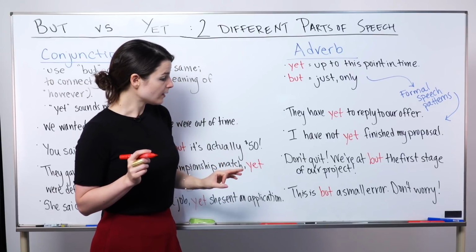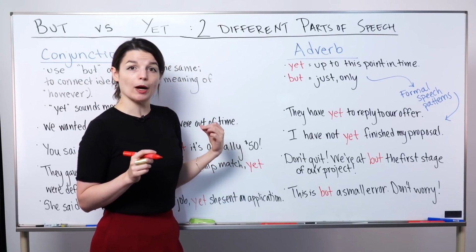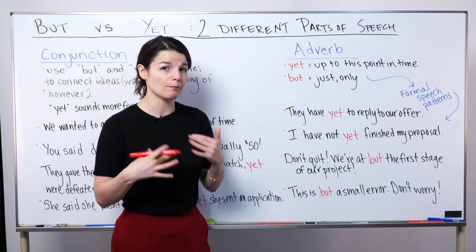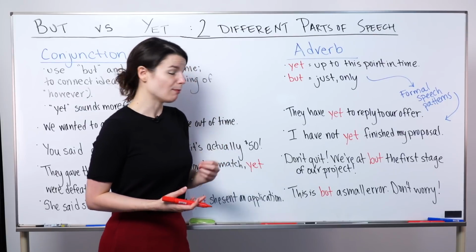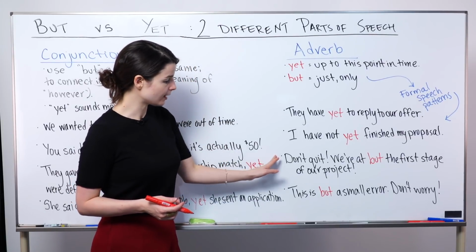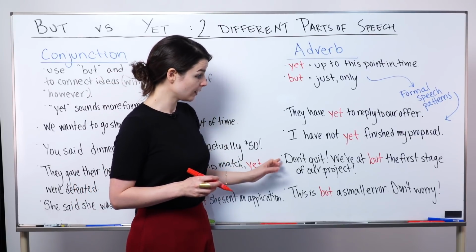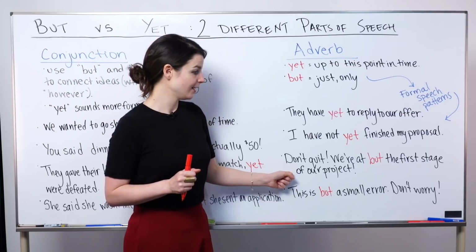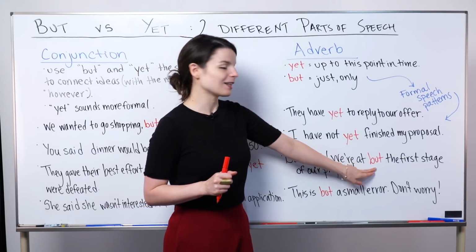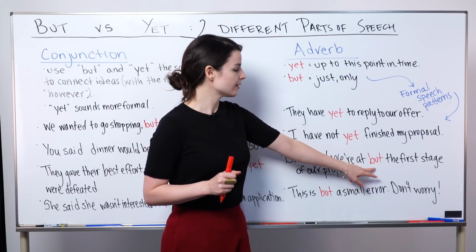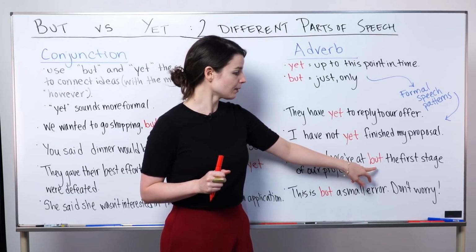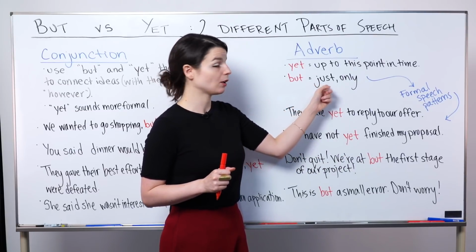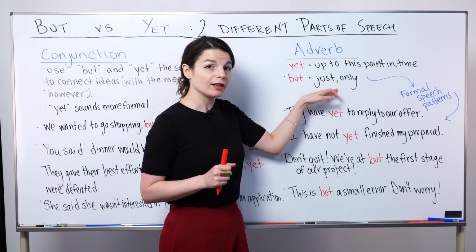Okay, let's go on then to talking about but. As I said, these are fairly formal, maybe a little old-fashioned, so you might not hear them as much. Let's look at this example. Don't quit. We're at but the first stage of our project. So this but, I know it seems probably a little weird, but this is how we would use this as an adverb. So as I said, but means like just or only. So think of it as that.